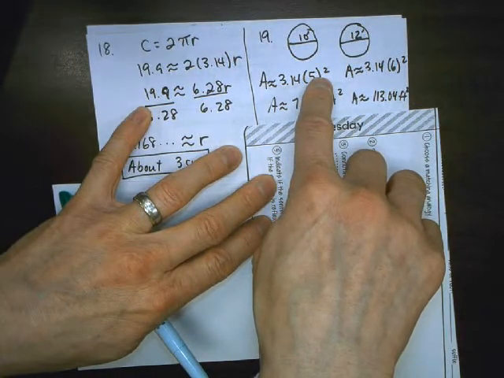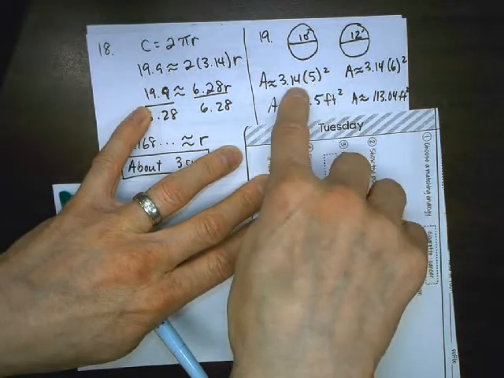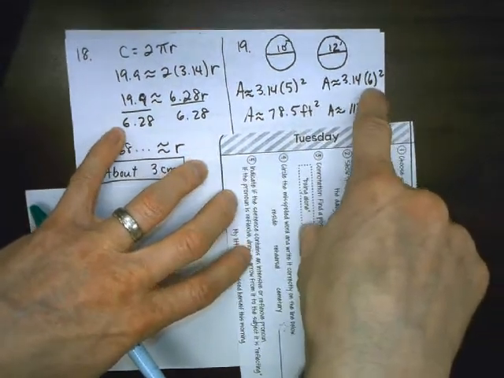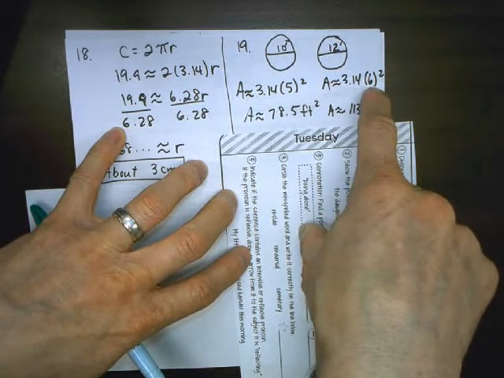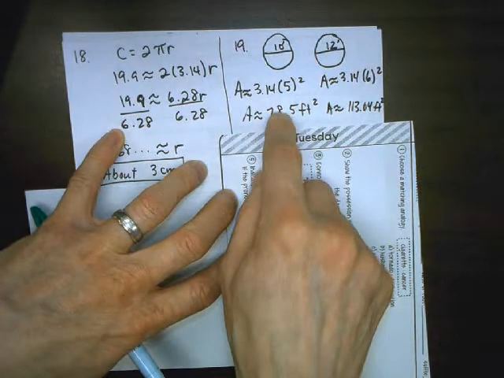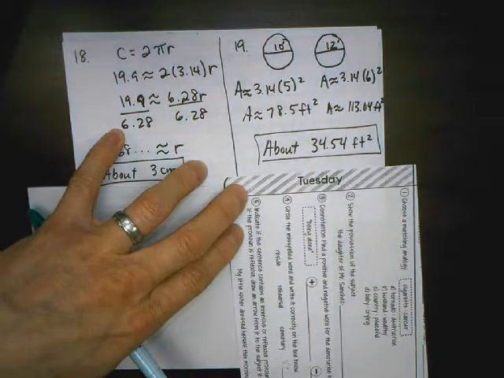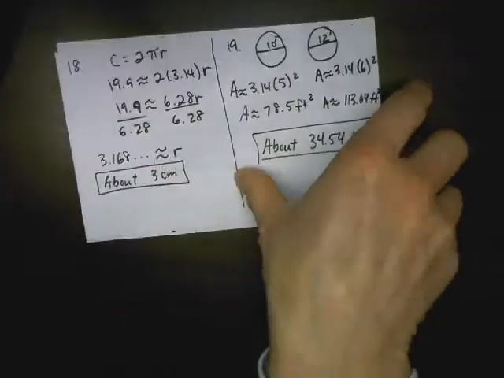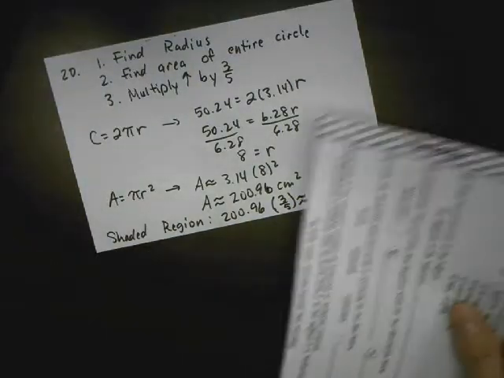Go 5 times 5. That's not 5 times 2, right? 5 times 5, then times 3.14. You should get this. Next one, you should do 6 times 6 times 3.14. You should get this. Now leave this in your calculator and just hit minus this. And round it to the nearest hundredth. That's how much bigger.